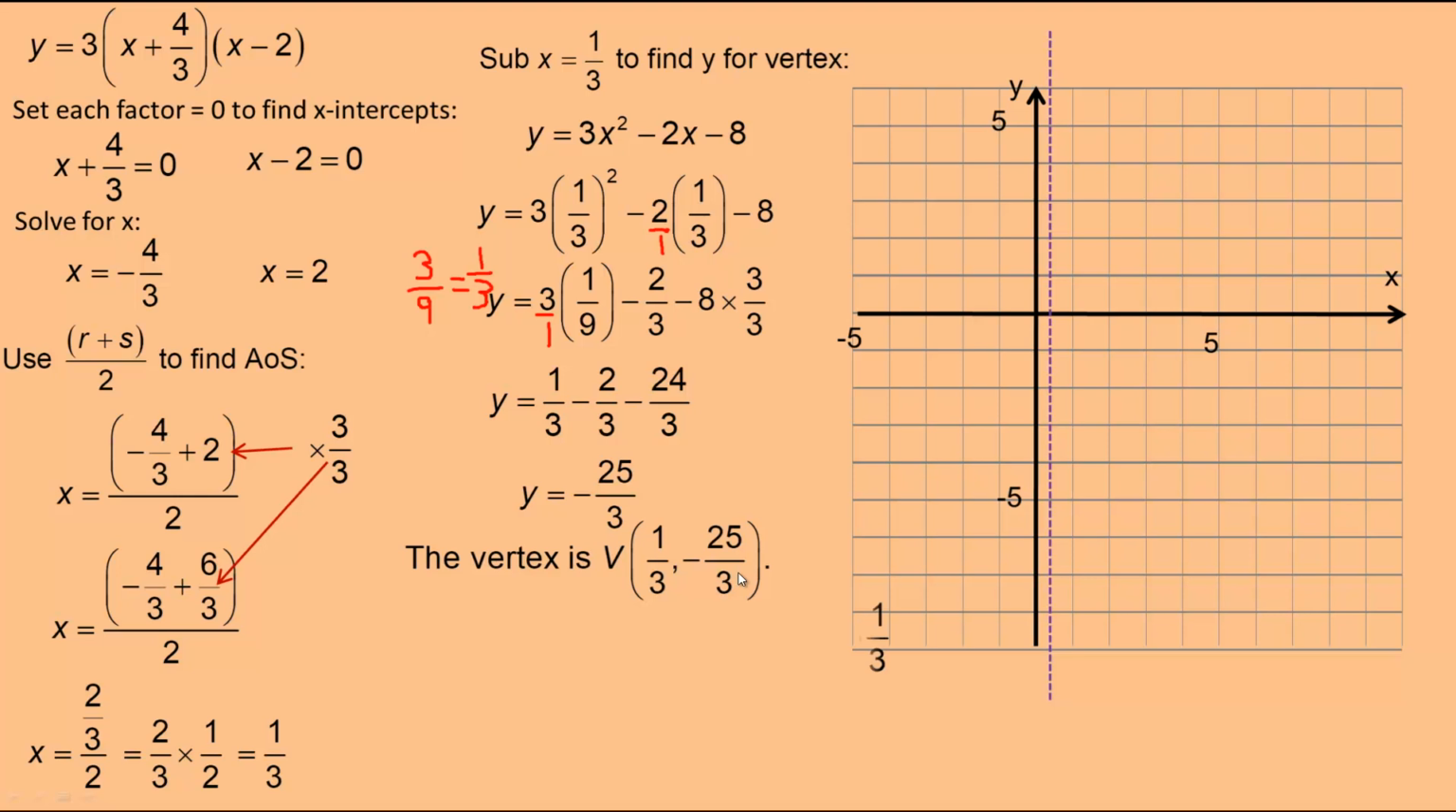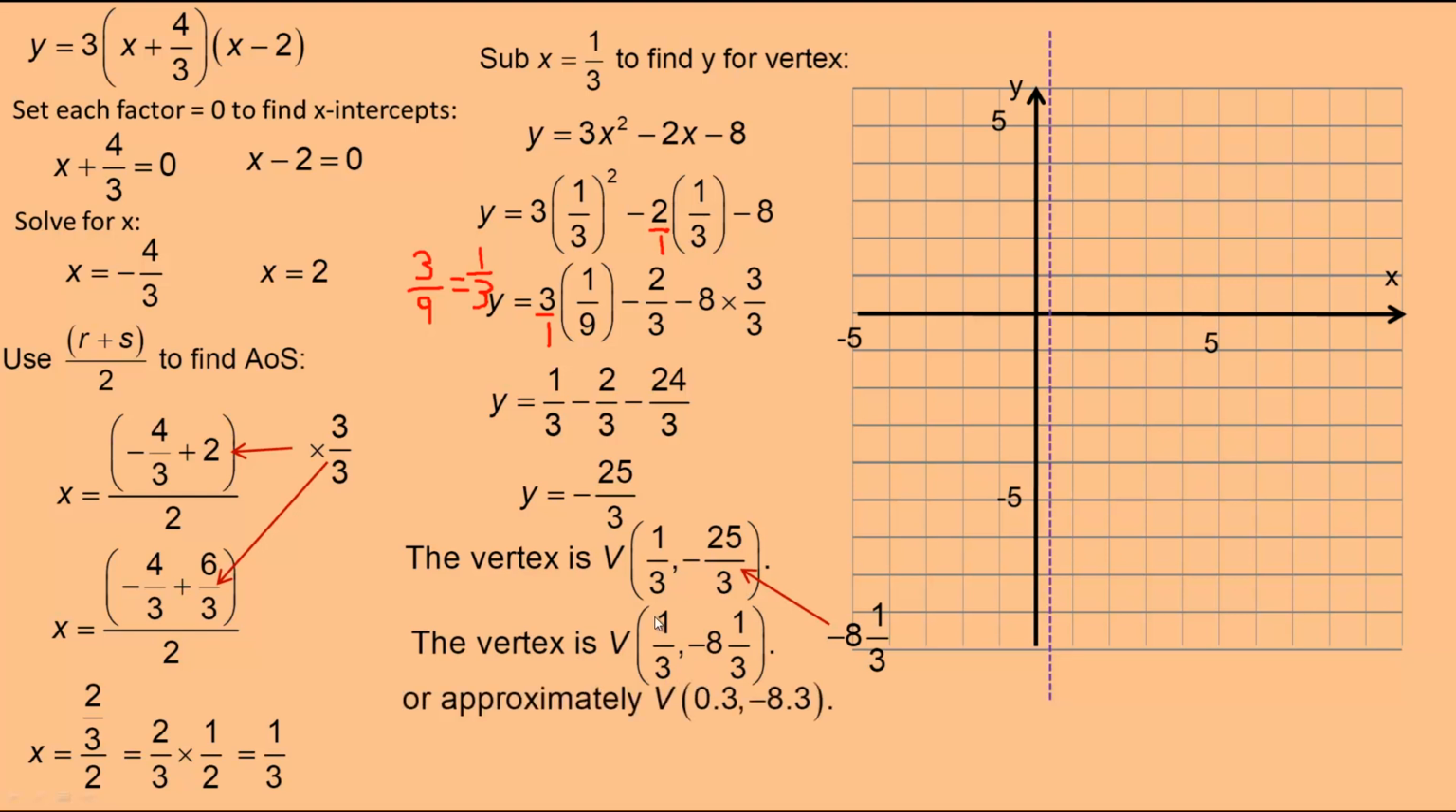So now I could write that as negative 8 1/3. See, 3 goes into 25 8 times, with 1 left over to make the 25. So it's negative 8 1/3. So the vertex could be written as 1/3 comma negative 8 1/3. If you want to change it to decimals, it might be easier for graphing. See, 1 divided by 3 to 1 decimal place is 0.3. It's actually 0.3 repeating. And this would be negative 8.3 repeating, so we'll round to negative 8.3.